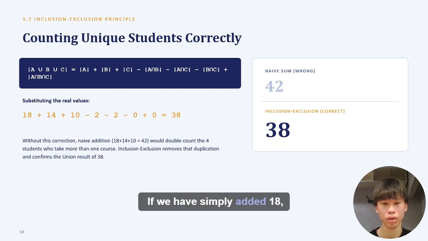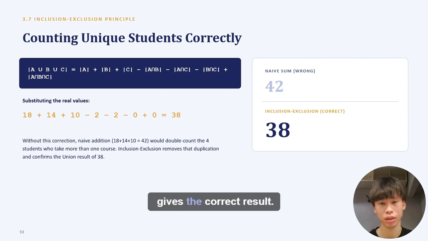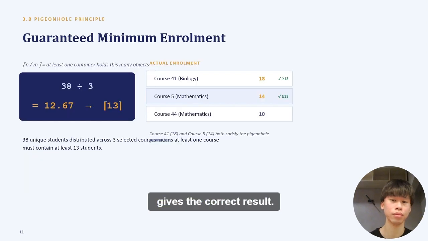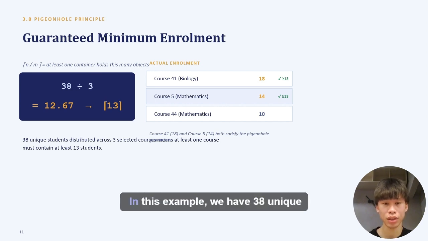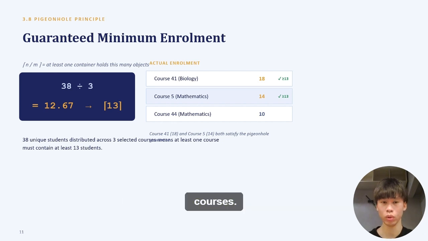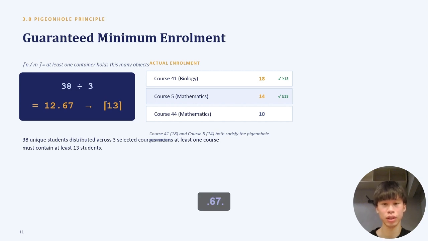If we had simply added 18, 14, and 10, we would have obtained 42, which is incorrect because 4 students have been counted twice. The inclusion-exclusion principle removes this duplication and gives us the correct result. Next, I'll explain the pigeonhole principle. In this example, we have 38 unique students distributed across 3 courses. When we divide 38 by 3, we get approximately 12.67.